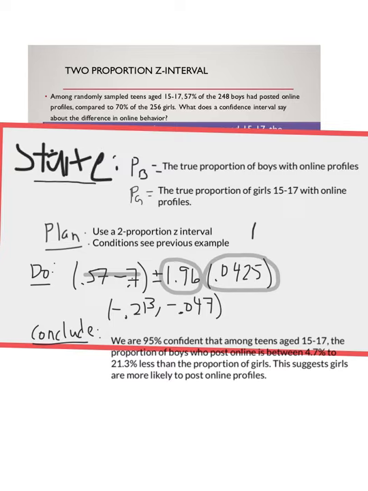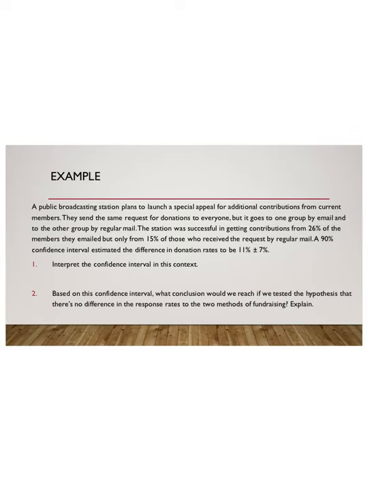When we simplify, we do get negative 0.213 to negative 0.047 approximately. And we would say we are 95% confident that among teens aged 15 to 17, the proportion of boys who post online is between 4.7% to 21.3% less than the proportion of girls. This suggests girls are more likely to post online profiles. You could have done girls minus boys as well. You just have to adjust your conclusion.